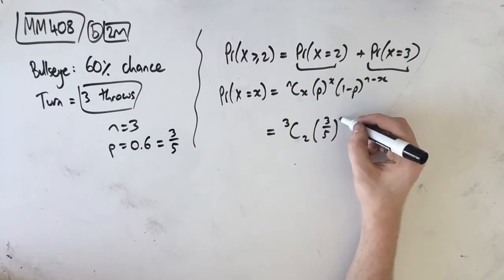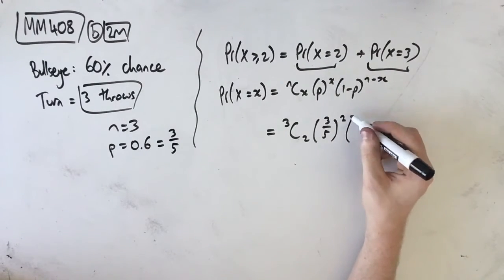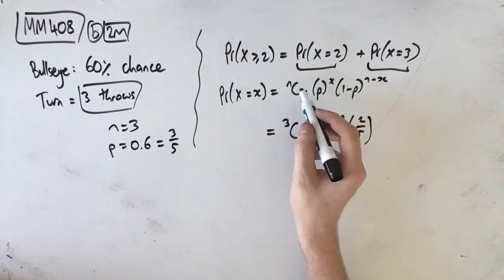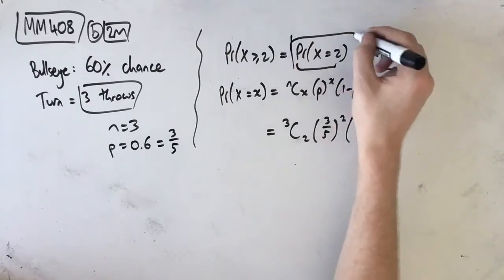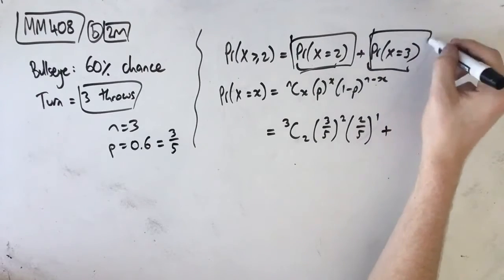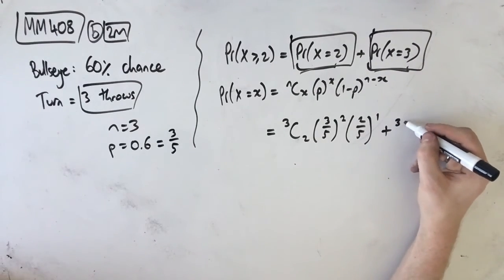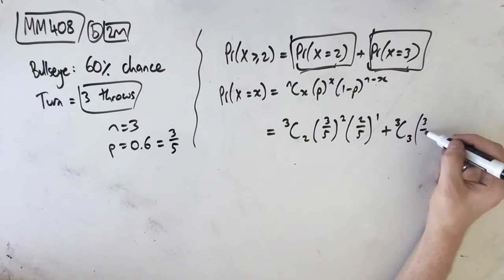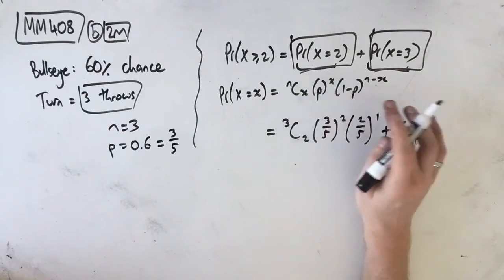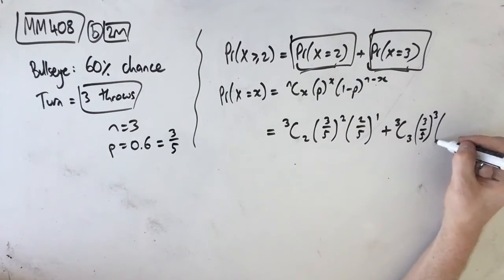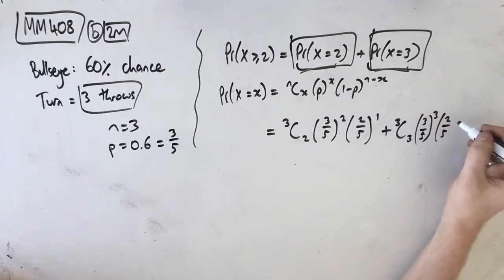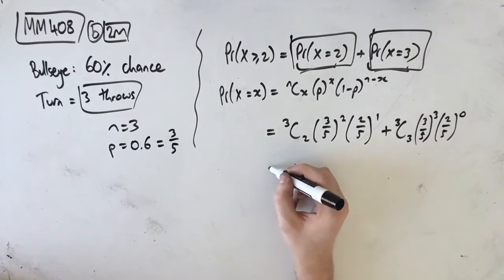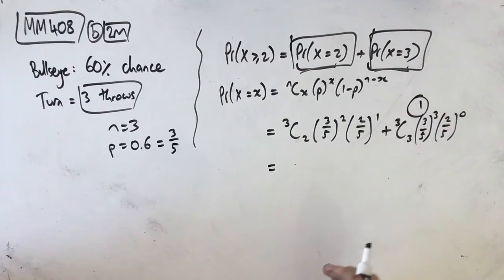To the power of x, which in this case is 2, times 1 minus p, which is 2 on 5, to the power of n minus x, so 3 minus 2, which is 1. That's this bit. Plus, now this bit, exactly the same thing. So n, which is 3, C 3, because that's our x value, times p, which is 3 on 5 again, to the power of x, which in this case is 3, times 2 on 5, because that's our 1 minus p, to the power of n minus x, which is 3 minus 3, so 0. Actually this is our first mark in between here.